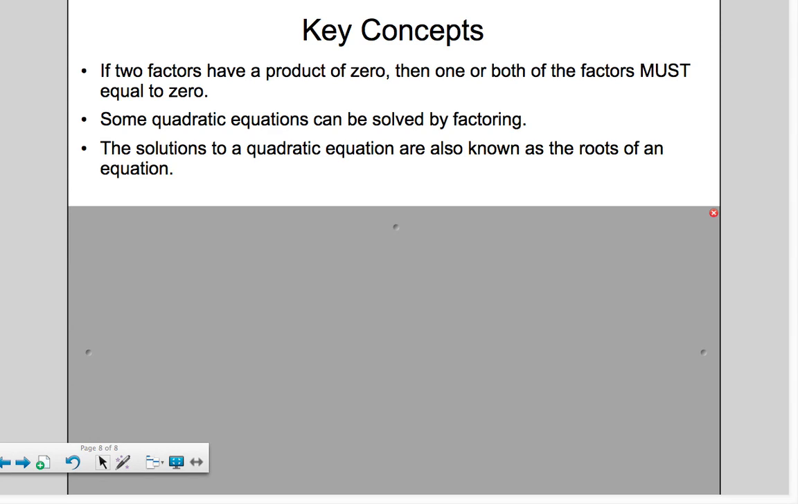So another thing that we learned was some quadratic equations can be solved by factoring. So if you like factoring, enjoy it, it's fun. I like it, sometimes it's fun. We can solve quadratic equations by factoring, especially if we recognize that it's easily factorable.